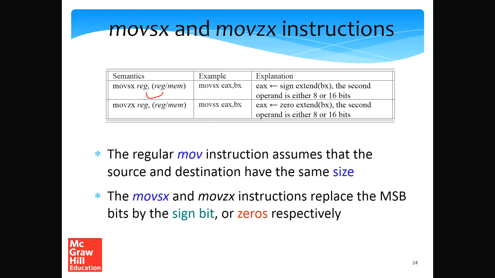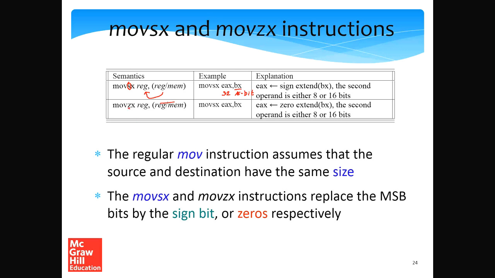So once this value is being moved over here, we can, for example, write move SX, EAX, BX. Mind you, BX is a 16-bit register and EAX is a 32-bit register. So what we do is that we read the value of BX, and S stands for sign. So the S here stands for sign extend. We extend the sign of BX, and then we save it in EAX. The second operand in this case can be either 8 or 16 bits, that's fine. And we extend the sign of BX and save it in EAX.